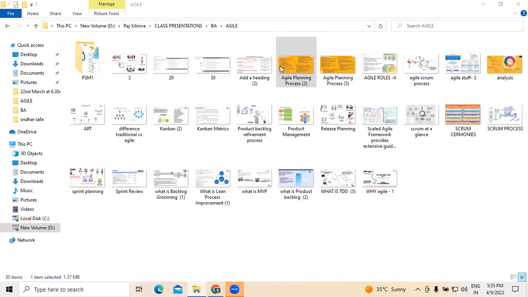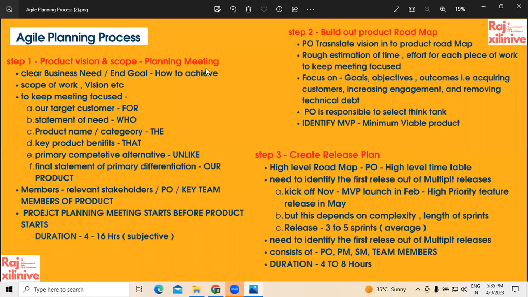Now I'm going to discuss the agile planning process, how it usually happens, because being a Scrum Master, one must know the process steps. Once it is done, then I'll get into Jira. So this is what the agile planning process is all about.